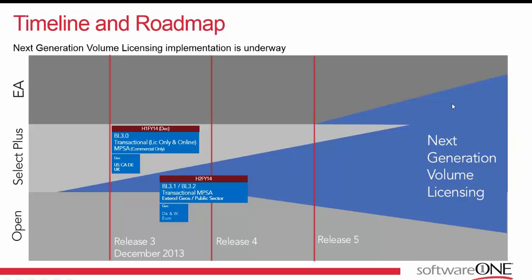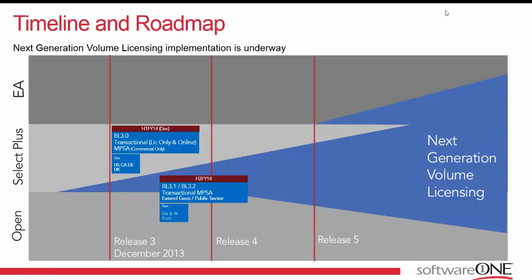You may have seen this slide before, but it's just a roadmap as to where we are today and where NGVL is going in the future. Today, NGVL is a transactional licensing program for license-only products and online services. It's for commercial customers only. Government and academic are expected to be added in the summer of 2014, but they're not there today.